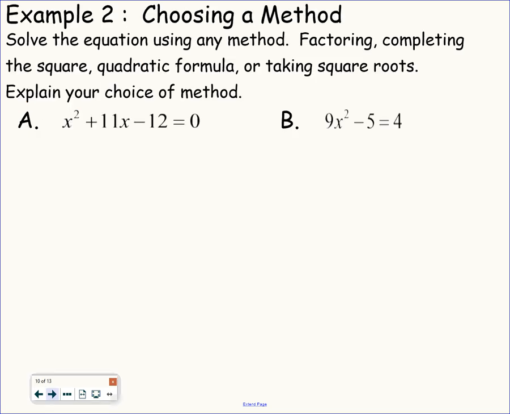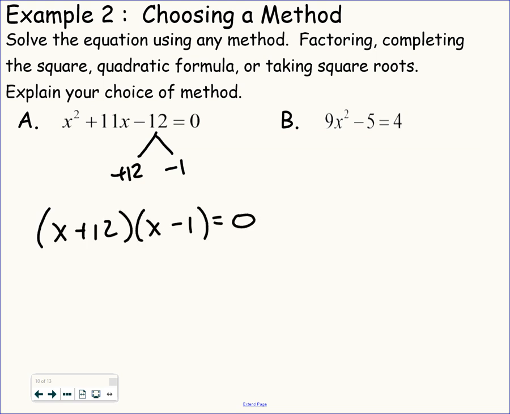So here we go. The very first one, x squared plus 11x minus 12 equals 0. I can see right away this is factorable. I see that two things multiply to be negative 12 that add up to be 11. So again, that is my go-to method. That is my number one method if I see something that is easily factorable.